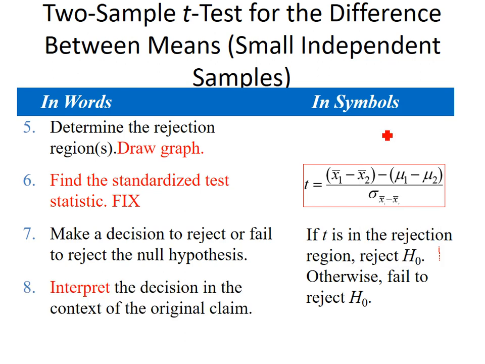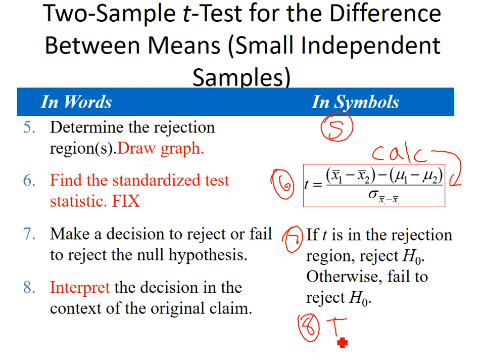Number 5, still on the same thing, you're drawing it. Number 6, finding your T. Again, find your T. You might be using your calculator if you don't like that big long formula. Number 7, decide whether to reject or fail to reject. And number 8, same as before, you interpret. Same as we've been doing for the last 2 chapters.